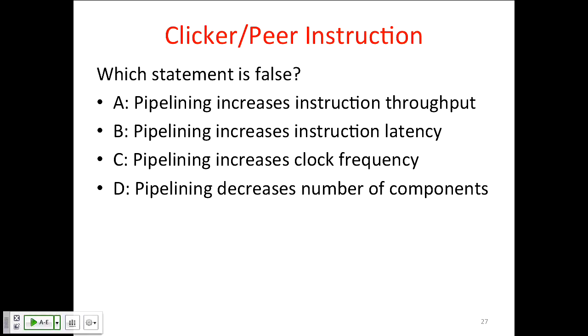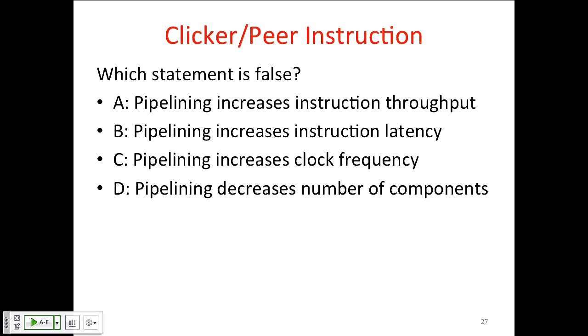So which statement is false? Pipelining increases instruction throughput. Yes, that's the whole goal, to increase the rate at which we can put instructions down the pipeline. Pipelining increases instruction latency. Well, yes, because the pipeline stages aren't perfectly balanced. As we saw in that last example, you may have to add some dead time to make the clock boundaries across the stages line up. And the registers also add some time. So if you look at one instruction, the time from start to finish will go up.